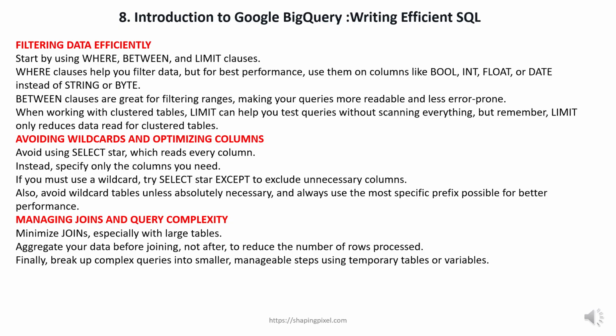Minimize joins, especially with large tables. Aggregate your data before joining, not after, to reduce the number of rows processed. Finally, break up complex queries into smaller, manageable steps using temporary tables or variables. Follow these strategies to write faster, more efficient SQL queries in BigQuery, making your data analysis smoother and more cost-effective.